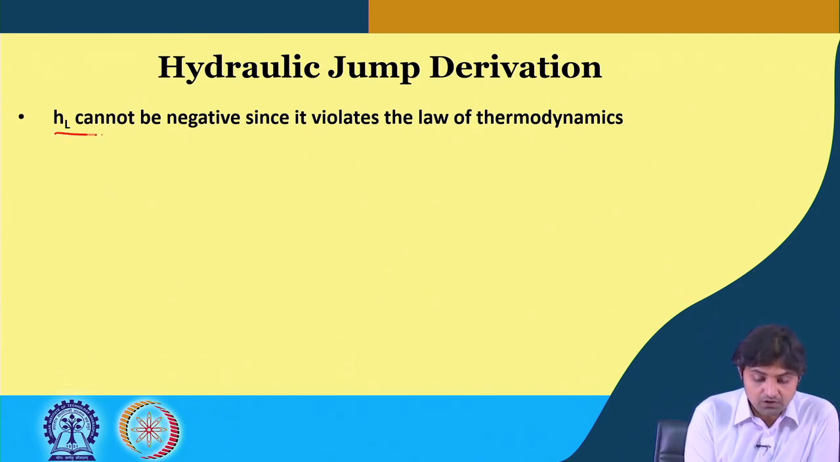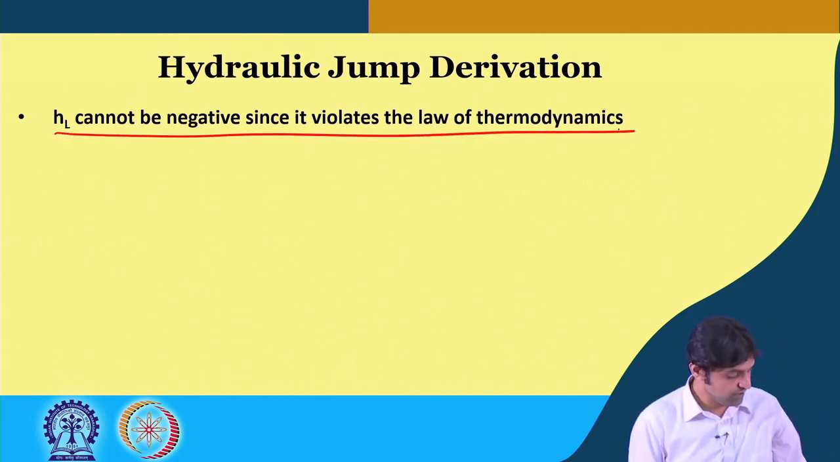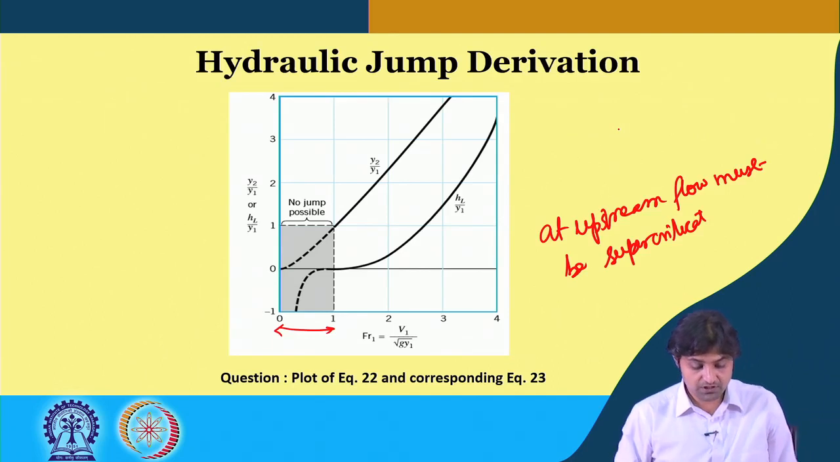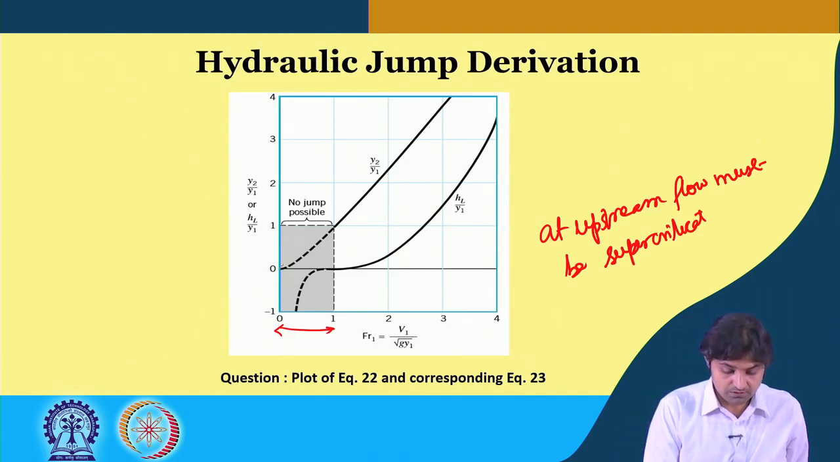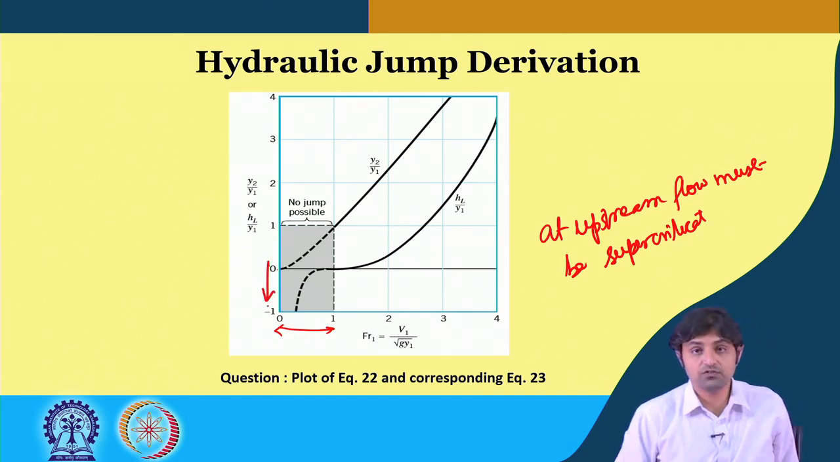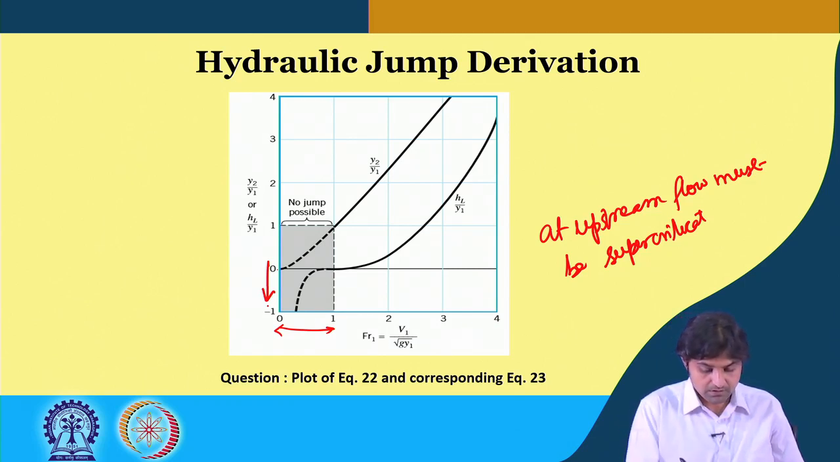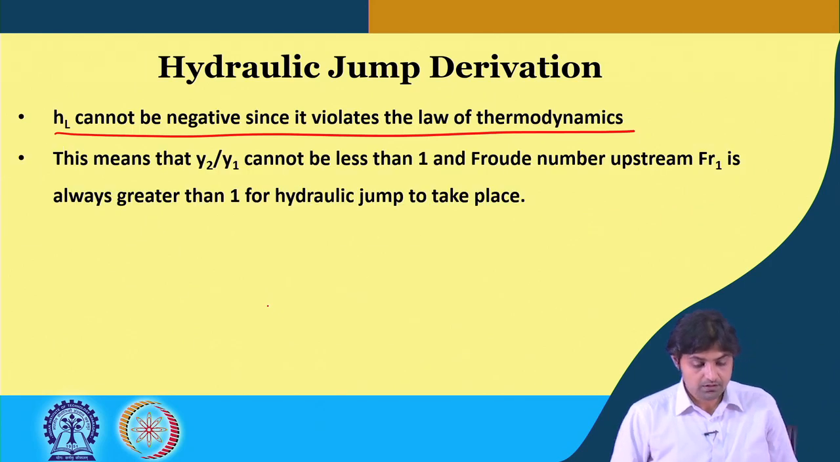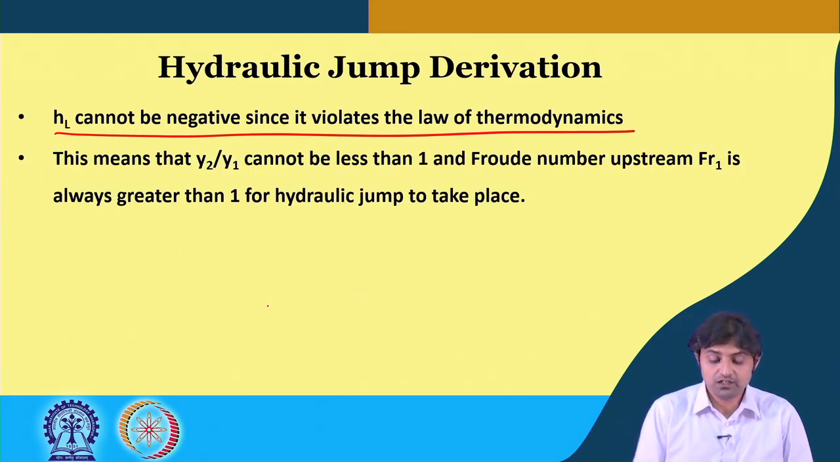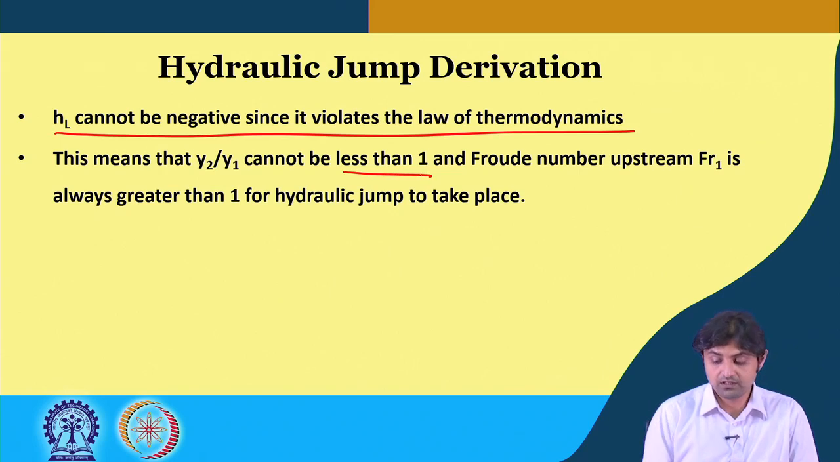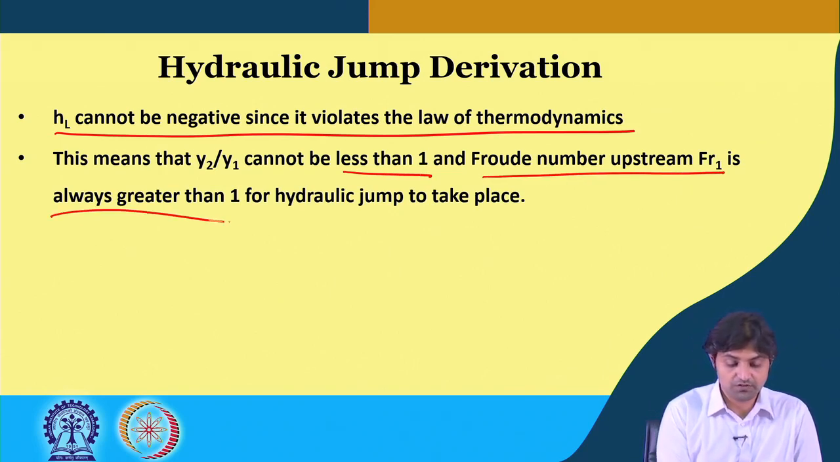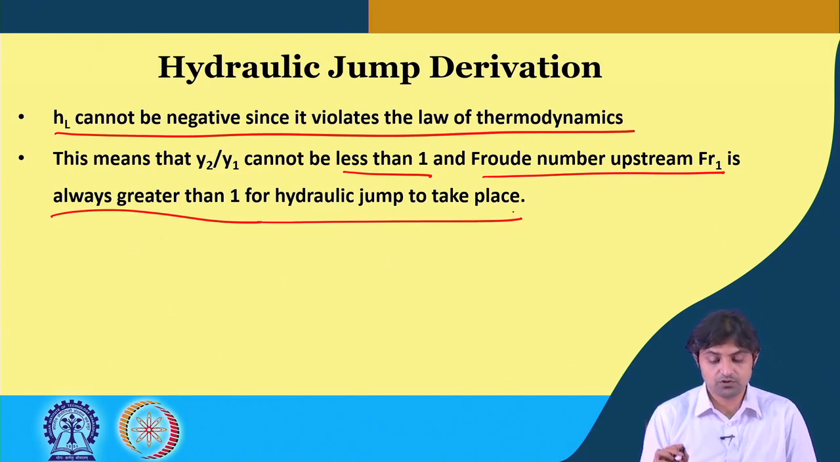So, head loss cannot be negative since it violates the law of thermodynamics. We go back to this equation, all right. So, this head loss cannot be below this because it violates the law of thermodynamics. So, this means y2 by y1 also cannot be less than 1, and therefore, the Froude number upstream Fr1 is always greater than 1 for a hydraulic jump to occur.